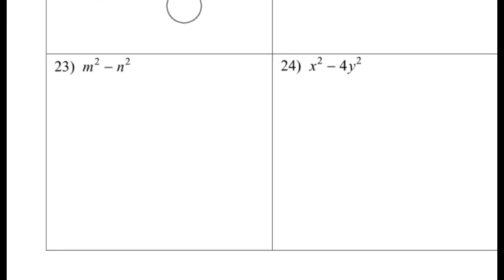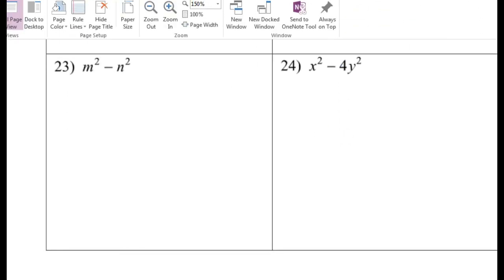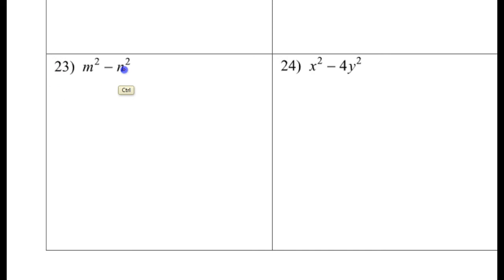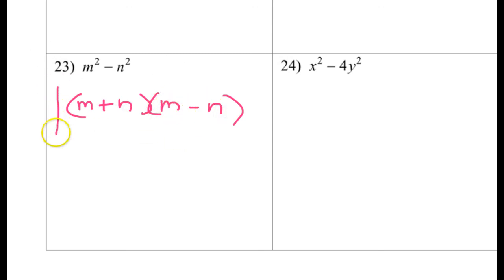Okay, last two. Again, number 23 has no GCF, but that's okay. It's already the difference of squares. So I'm going to go straight to the difference of squares pattern. This should be m plus n times m minus n. And that's all I have to say about that.